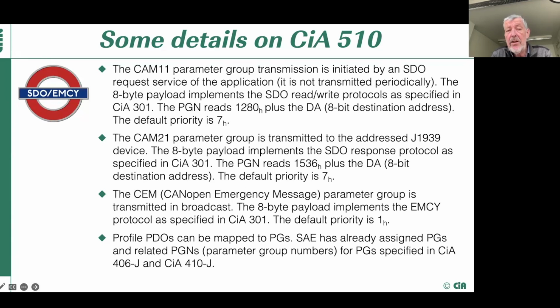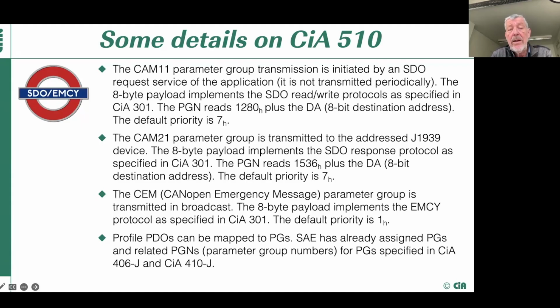There is a dedicated PGN assigned by SAE for this parameter group, and this is point-to-point communication, always indicating the destination by means of an 8-bit destination address. The default priority is 7 hex, so it is a very low priority message because it is mainly used for configuration and for diagnostics. Of course, SDOs are a confirmed service. We also need the response from the addressed device to the request service.